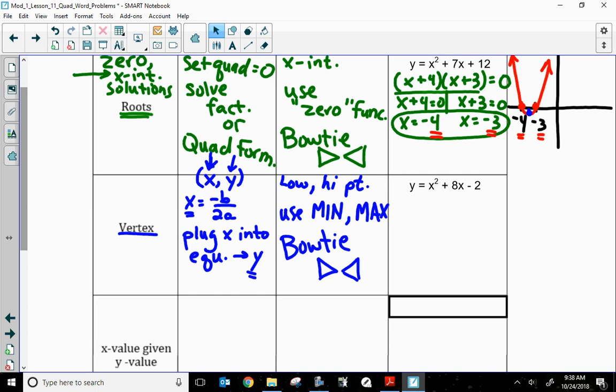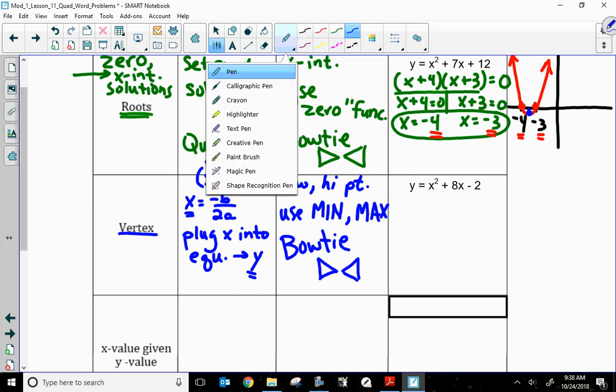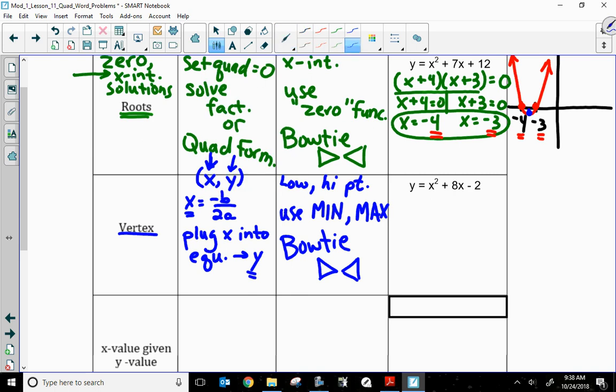So, I want to find my x first. And you know what? I've been dying to do something here. Calligraphy pen. Let's use thinner and see if that works. X equals negative b over 2a.